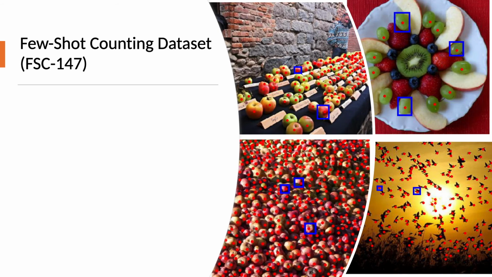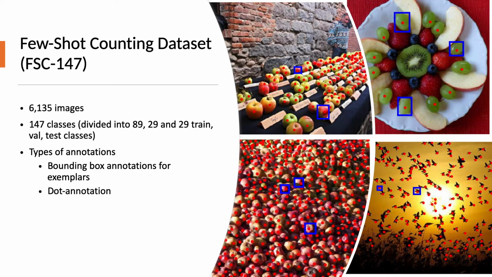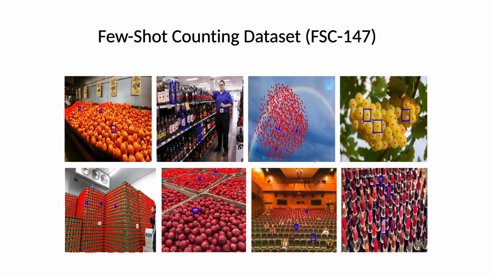Now, since there does not exist any dataset which can be used for training few-shot visual counters, we collected a dataset called FSC-147 for the task. So the dataset consists of over 6,000 images, and it contains images from over 147 classes, and each image comes with two types of annotation, which is bounding boxes for the exemplars and dot annotations for all the objects. Shown are a few images from the dataset, and here we show a few more images.